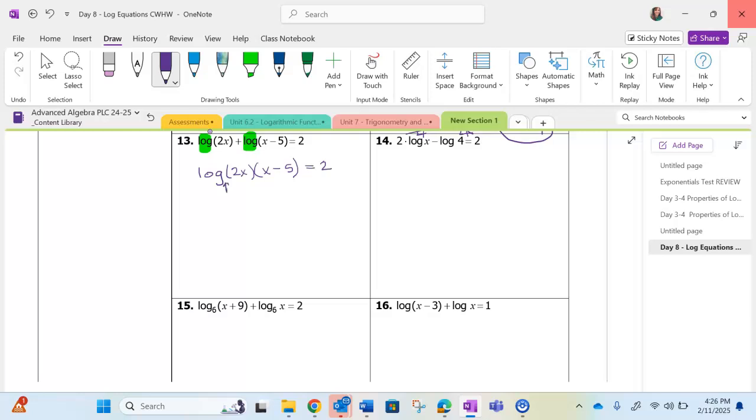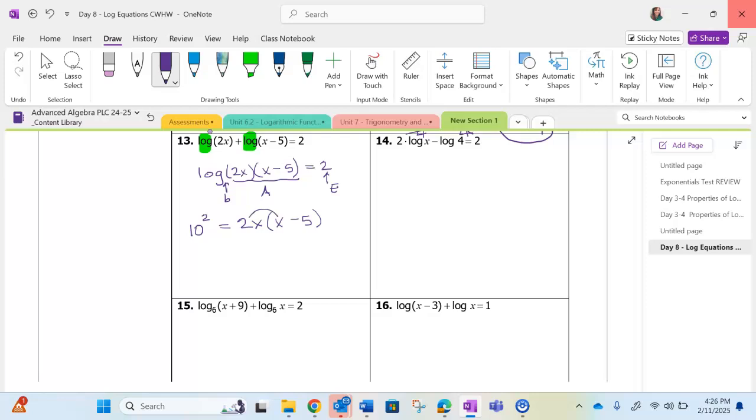Now I have a base of 10. I have 1 argument and 1 exponent. I don't have anything else laying around, okay? I don't have a minus or a plus, anything. This is your argument right here that is being multiplied together. So now I can change forms. It's base 10 squared equals 2x times x minus 5.